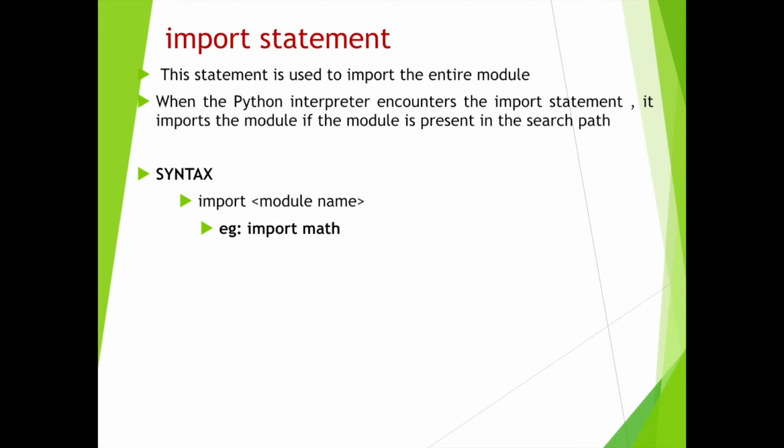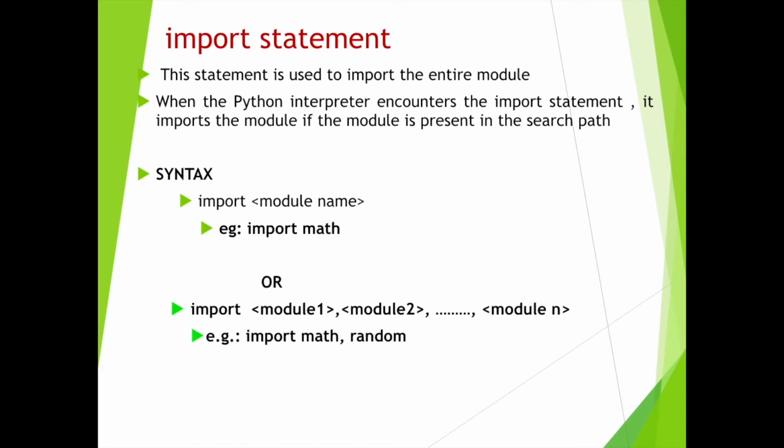For example, for importing the math module, you have to give import math. Or if you want to import more than one module at the same time, then you have to use this syntax, which is import module 1, module 2, dot dot dot up to module n. So, if you want to import two modules, let's say math and random module, then you have to give the command as import math comma random, and this import statement should be given before using those particular modules.